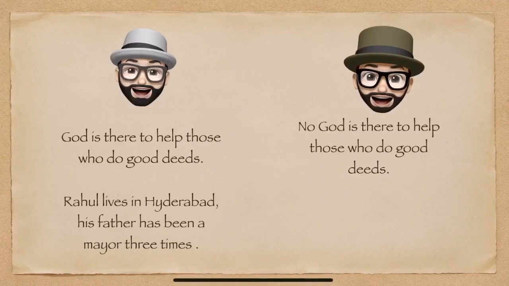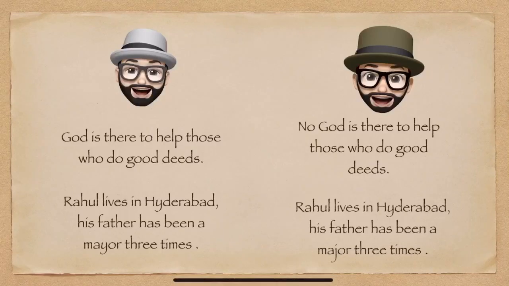Rahul lives in Hyderabad. His father has been a mayor 3 times. Now, while copying your friend's homework, in a hurry, you wrote, "Rahul lives in Hyderabad. His father has been a major 3 times." So you wrote major instead of mayor. So as you can see, again, the meaning of the sentence is completely different.